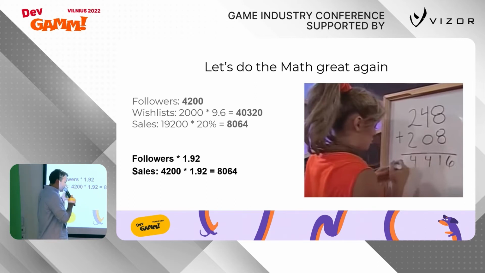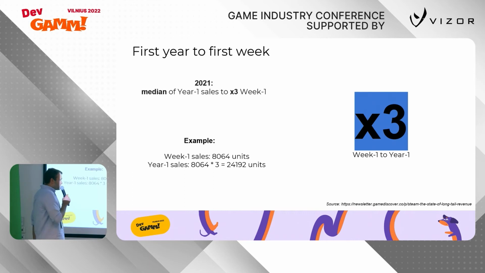Our sales in the first week after release, but how can we predict first year sales based on that data? Thanks to the developer service we can. The first year sales is triple the first week sales. So for example, if we sell 8K units in the first week, it will give us 24K units for the first year.